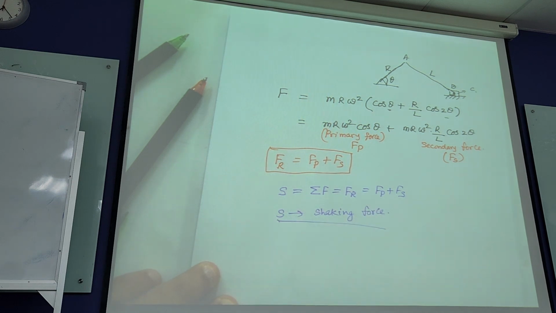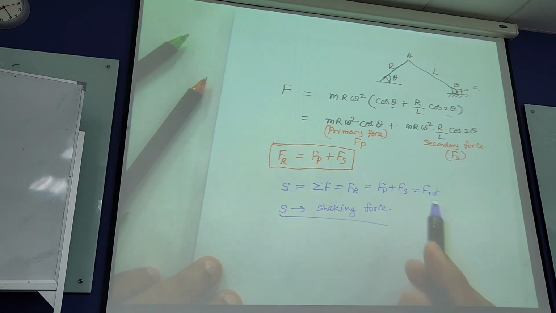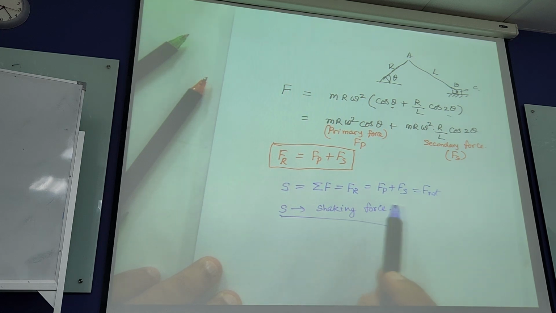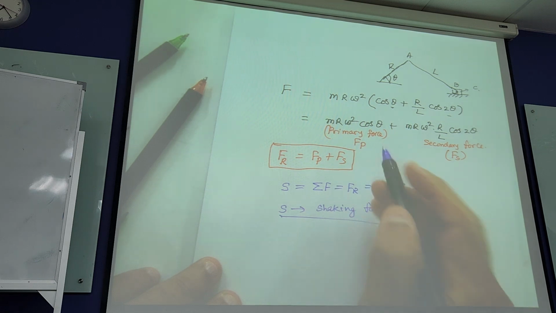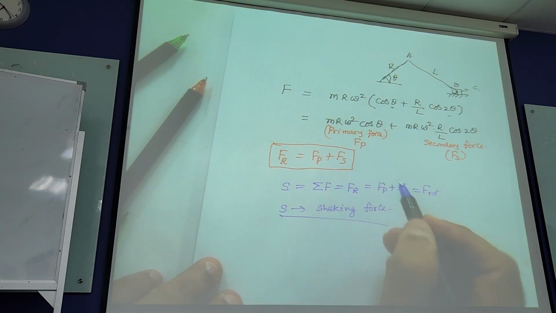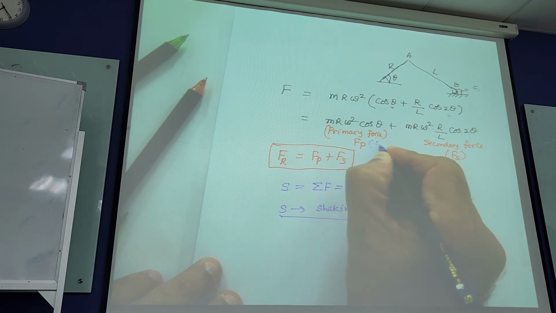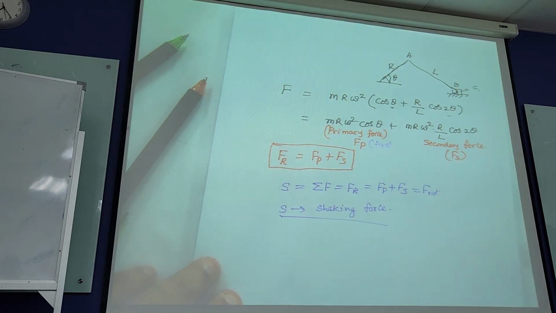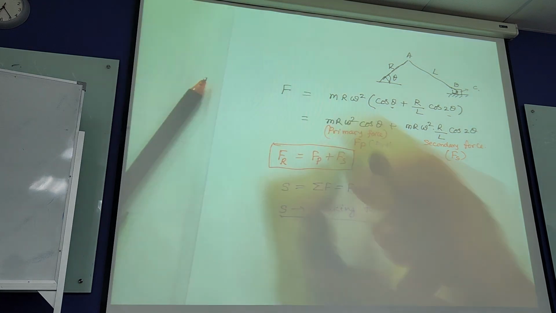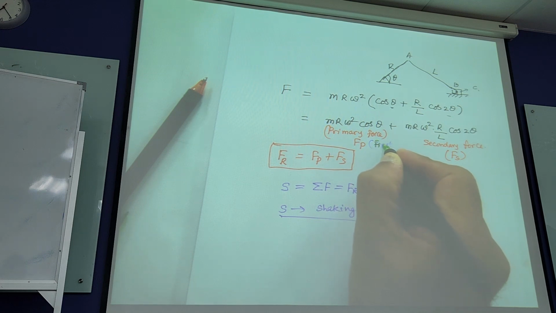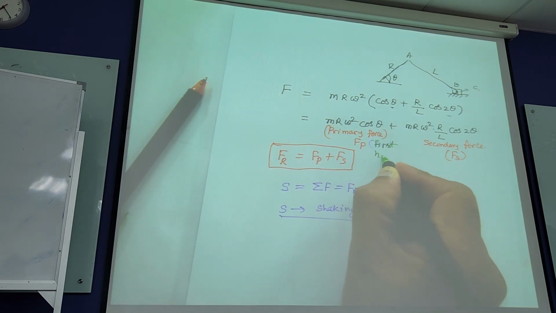So please note that when we write the shaking force or the sum of forces, sometimes we also write the net force, all the same. So basically for a single piston engine, the force has 2 components. The first one, you can call this the first harmonic.